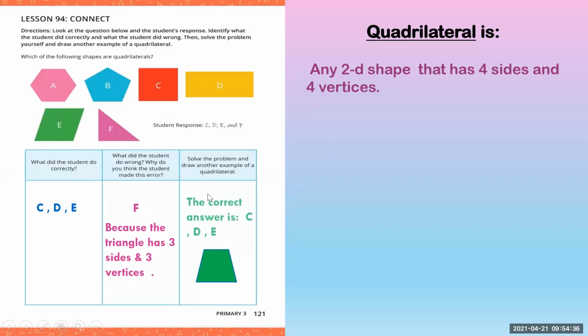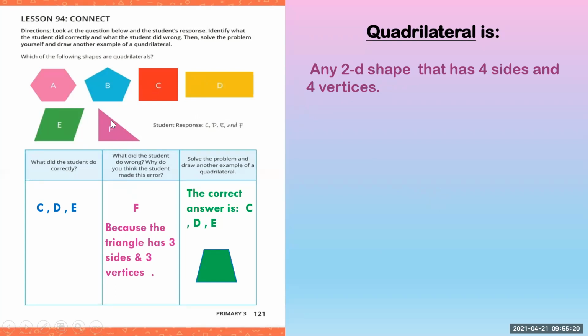Here, he wants me to give him another quadrilateral shape. We didn't say anything. We just said quadrilaterals are 2D shapes that have 4 sides and 4 vertices. We don't have 4 sides and 4 vertices here in F, so it's not a quadrilateral. Salma, you can revise grade 2. Quadrilaterals are from grade 2. We have a revision on it now.